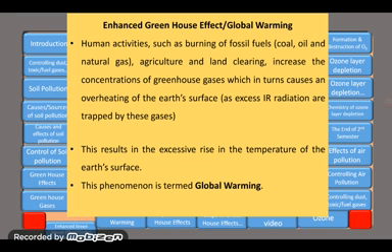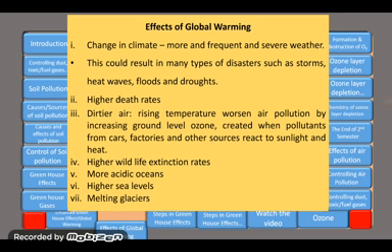Now, effects of global warming. It includes change in climate. That is, we have a sudden change in climate. It will be very difficult to predict the climate or the season. Then there will be higher death rates, dirtier air, higher wildlife extinction rates. Then oceans will be more acidic, higher sea levels, and that is why we can have flood. There will be existence of flood. Then melting glaciers, and many other effects. We have various other effects of global warming.